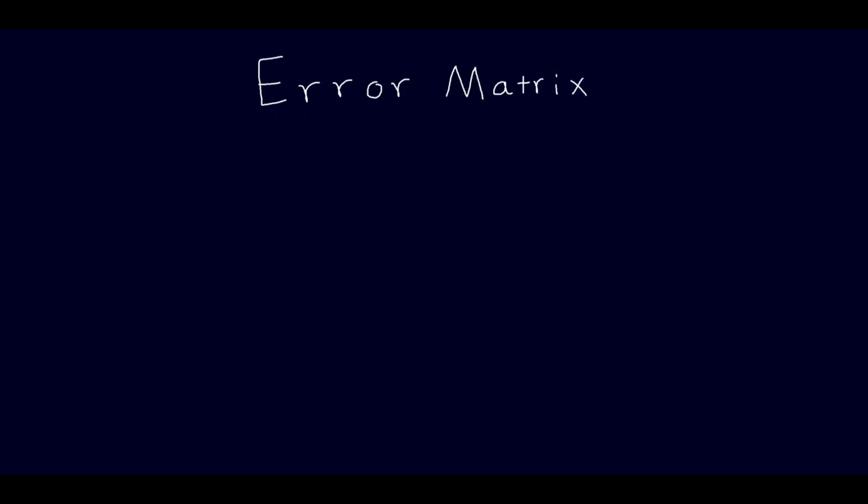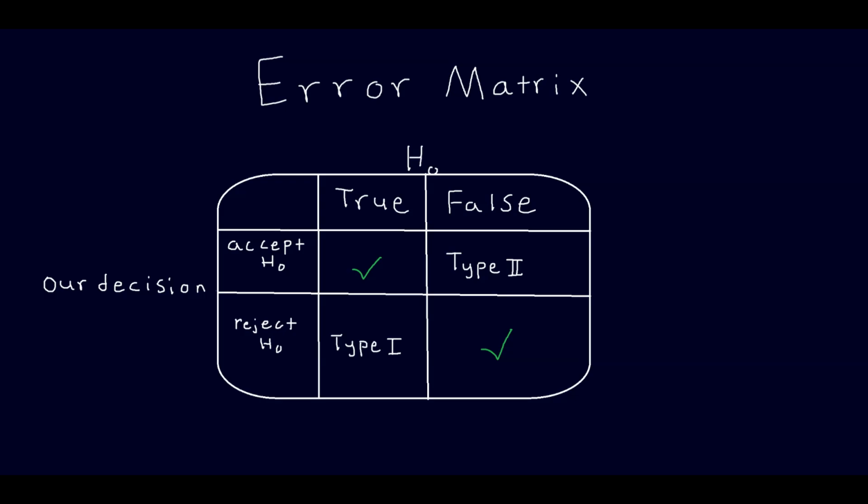There's also this handy tool called an error matrix, and this can help us visualize our errors as well. There are only 4 outcomes, with 2 classifications being correct.